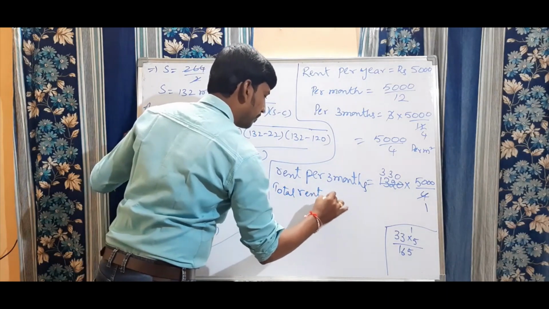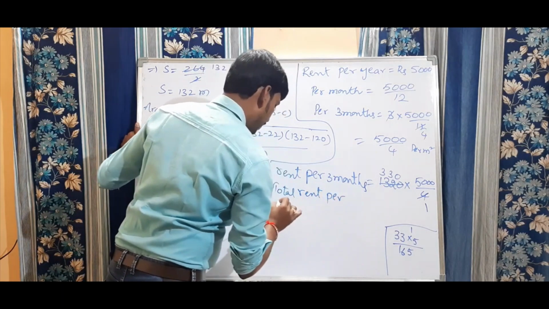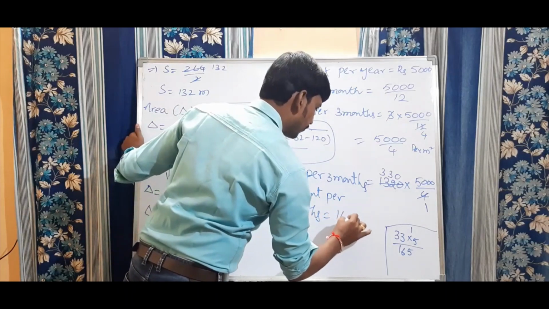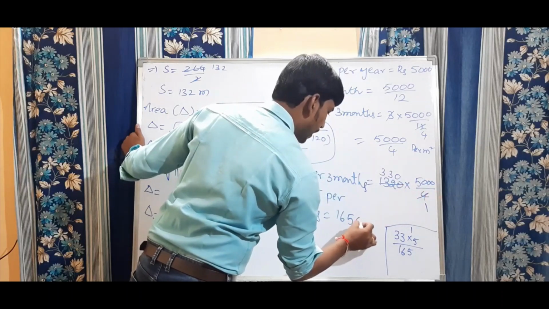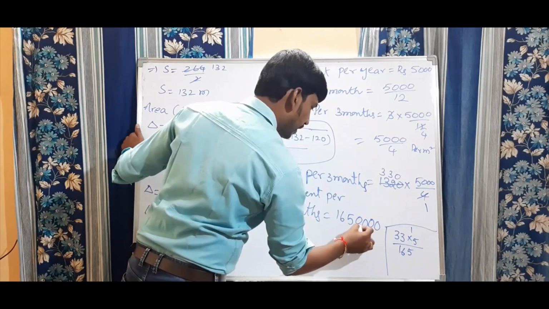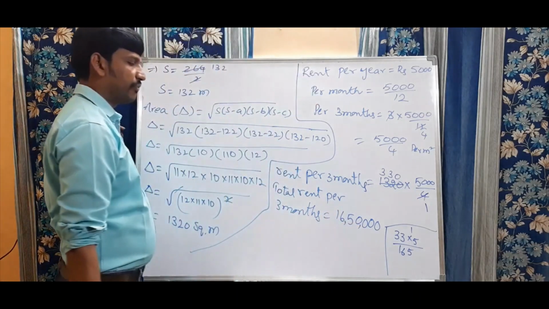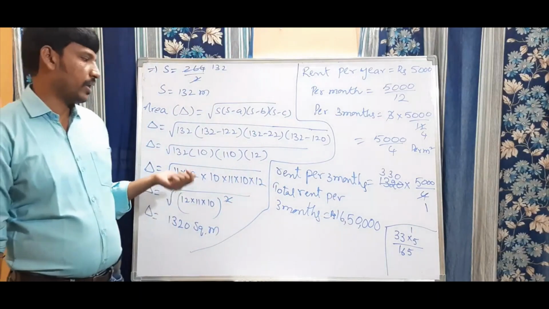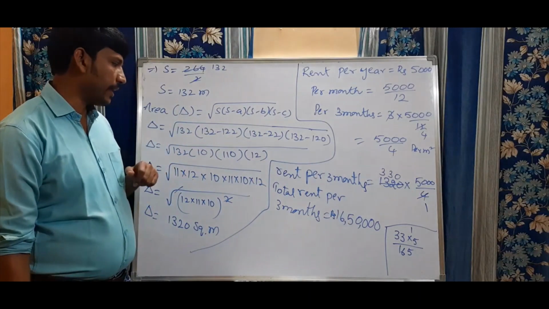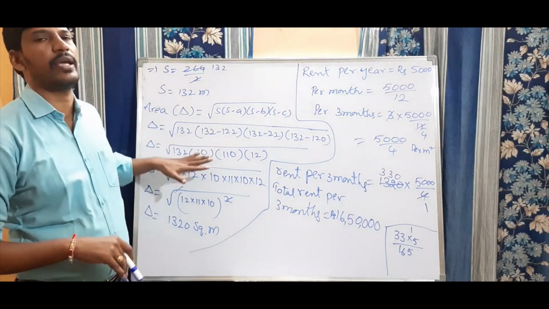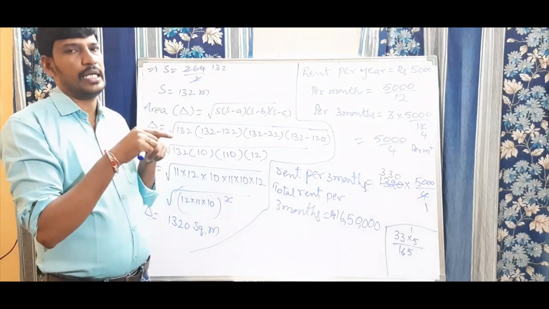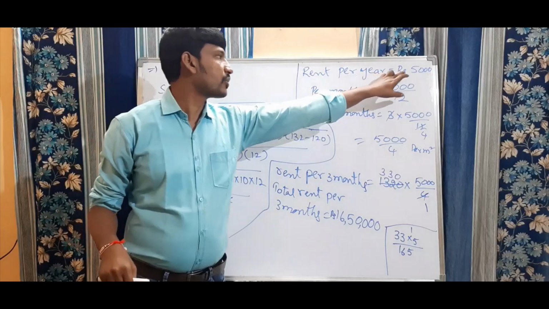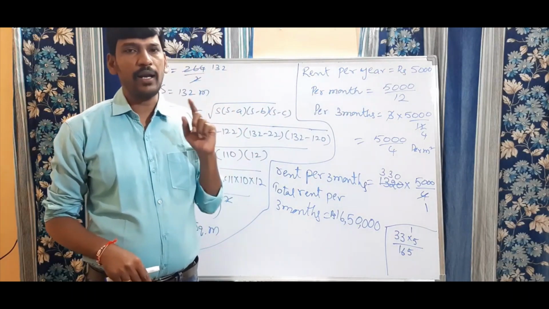So now total rent for 3 months is equal to how much? 165. How many zeros are there? 4 zeros: 1, 2, 3, 4. That is 16 lakhs 50,000 rupees they need to pay to the government for the flyover. Okay? This is clear, my dears? First of all, you need to find the area of that triangular field. Clear? Then after that, they have given the rate per year, rupees 5,000 per meter square.